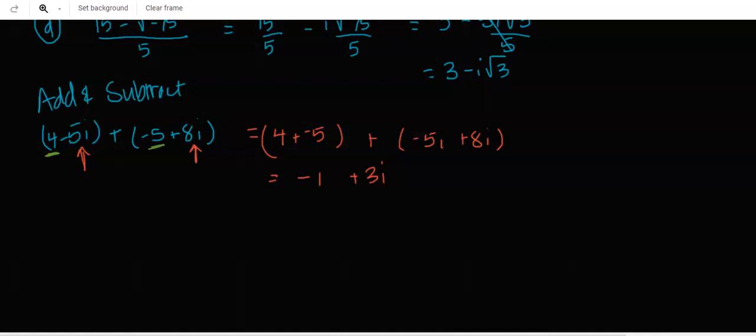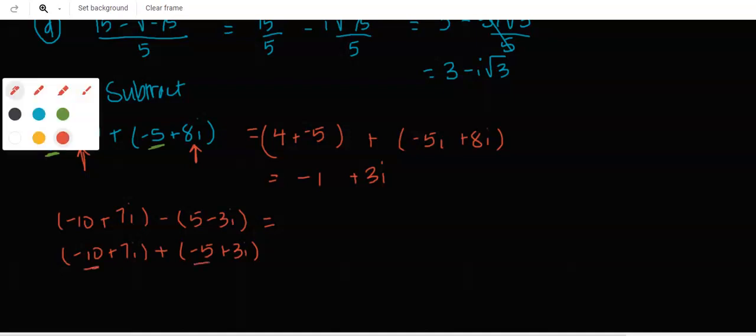All right, let's try another one. So negative 10 plus 7i minus 5 minus 3i. So I changed to addition. I push the negative through, and we talked about this last time, that when I have a negative on the outside, it changes the signs of everything on the inside when I distribute it through. So there it is distributed. Notice the sign changes.